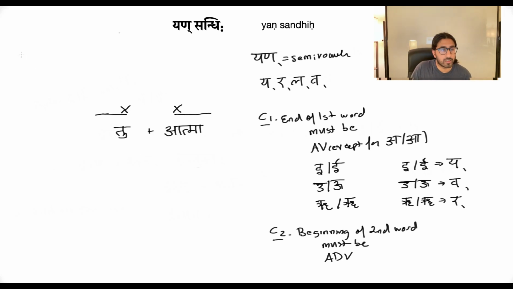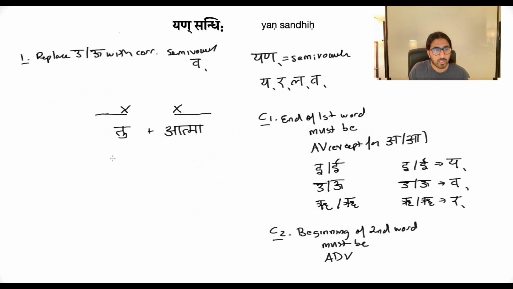Now, what do we do? I'll write it up here. Number one, replace u or ū with the corresponding semivowel. And what is that one? Va. So we have tu, and the u is replaced by the va, so it becomes tv.